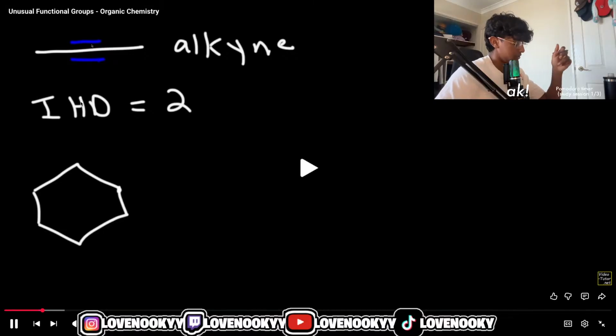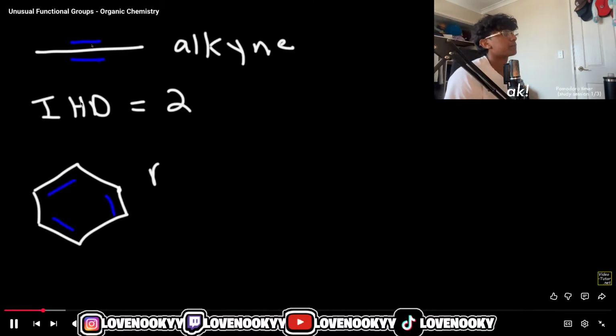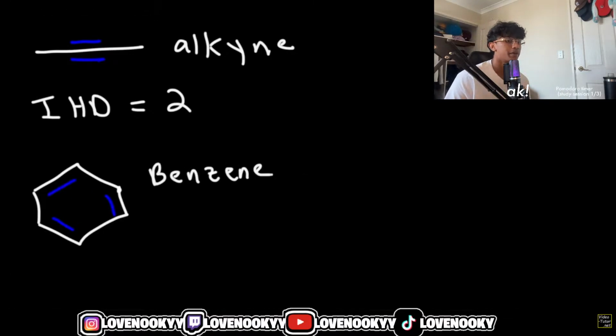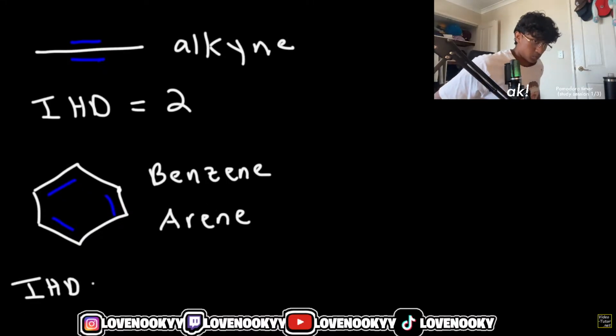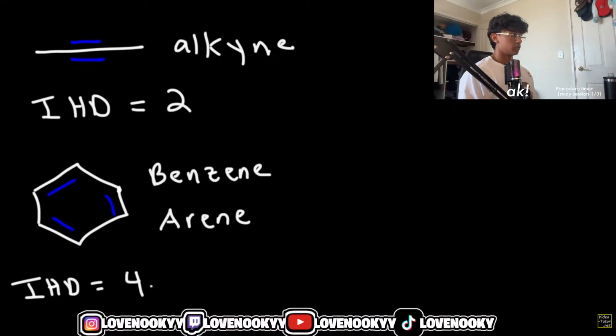This is benzene. The functional group is an aromatic ring, also known as an arene. Look at the IHD for benzene. We have a ring and 3 double bonds, which gives us an IHD of 4.